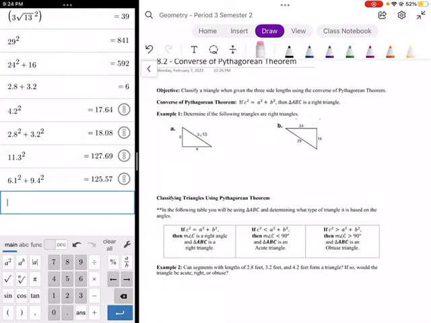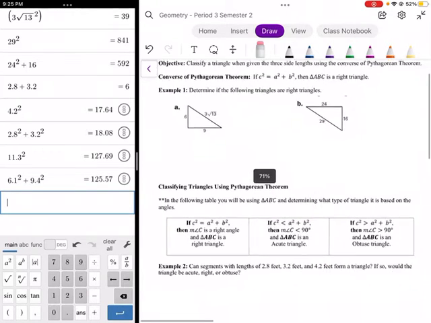8.2 is on the converse of the Pythagorean theorem. So this section, we are going to be classifying a triangle when given three side lengths using the converse of Pythagorean theorem. The converse of Pythagorean theorem tells us that if c squared equals a squared plus b squared, then triangle ABC is a right triangle.